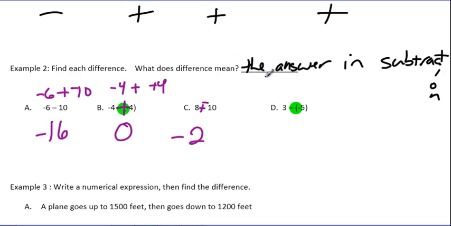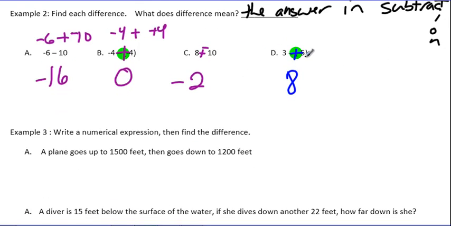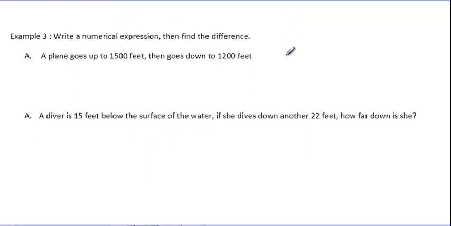Last one, example D here. Minus a negative once again. We're going to make that the mega plus. These are both positive. Easy answer, 8. Alright, last set of examples here, moving on to the smaller word problems.